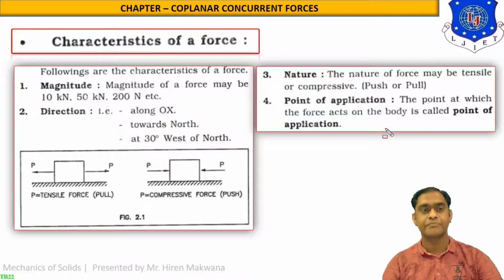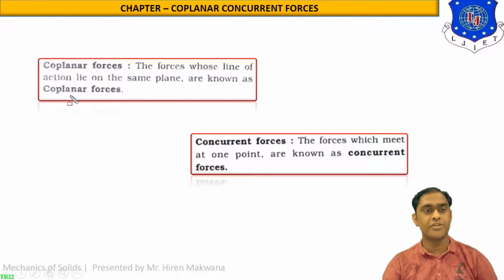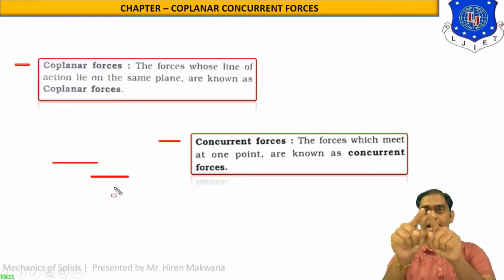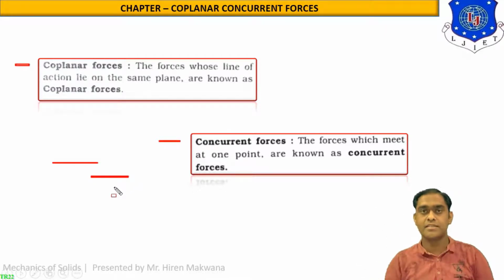Let us go ahead and check two more definitions. First one is coplanar concurrent forces. Now what are coplanar forces? And then what are concurrent forces, which is the name of the chapter. So coplanar forces are the forces whose lines of action lie in the same plane. Suppose this is force number 1 and this is force number 2.